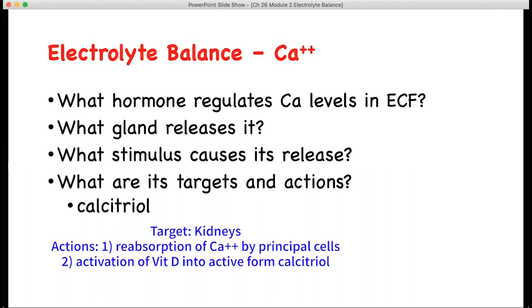Calcitriol is required for the absorption of calcium across the GI tract. Calcitriol stimulates the mucosal cells to express transport proteins for calcium. In the absence of calcitriol, you cannot absorb calcium from your diet.